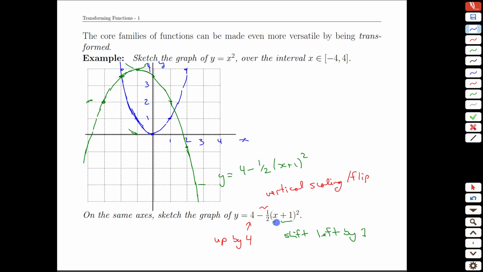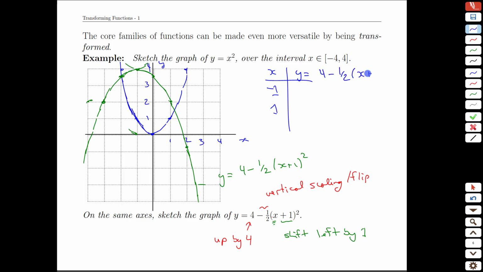If you are ever in doubt, one way to check this for sure is to go back to a table of values just for the points that might be considered. For example, we know that this parabola was shifted up by 4, so we know there's going to be a vertex somewhere. We know it's going to be shifted by 1, and if you're in doubt about which way it's shifted, let's take a look at the two values we get at x equals 1 and negative 1 and see what the y values are.